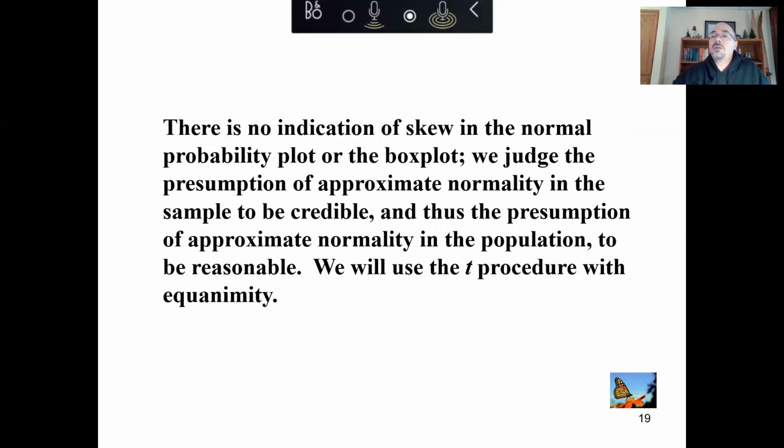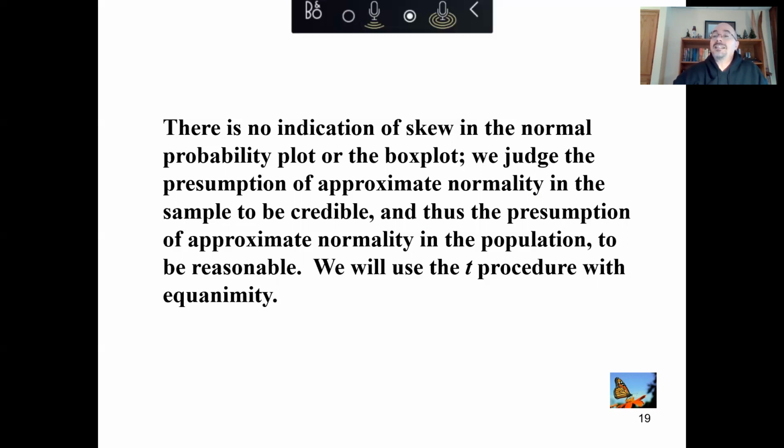There is no indication of skewness, so now you remember you need to write about it. There is no indication of skew in the normal probability plot or the box plot. We judge the presumption of approximate normality in the sample to be credible, and thus the presumption of approximate normality in the population to be reasonable.